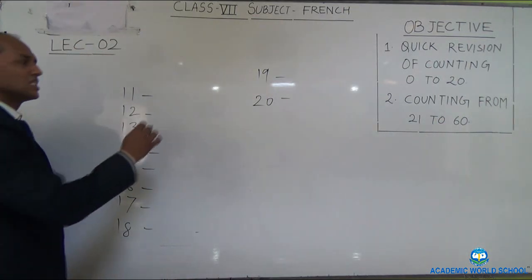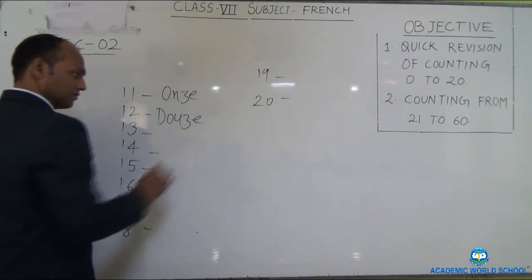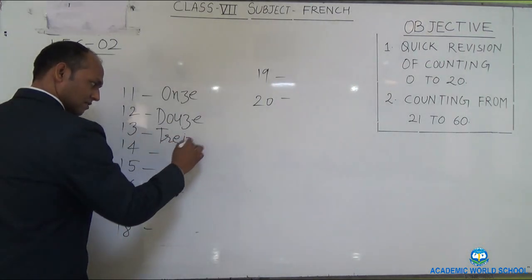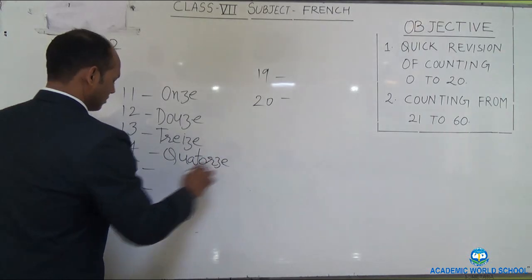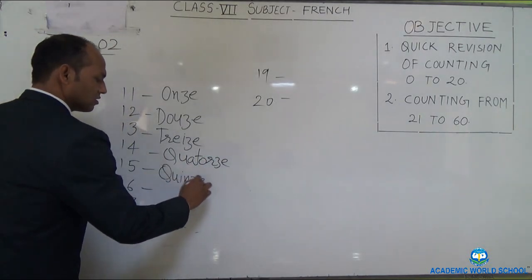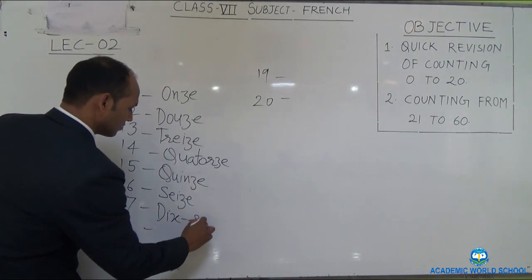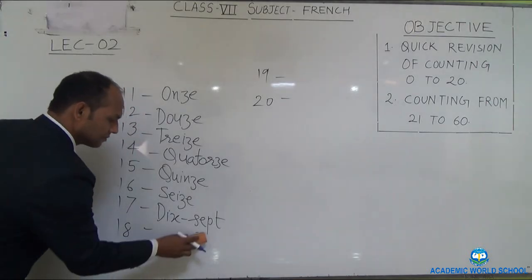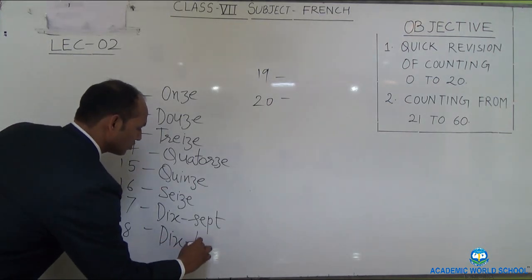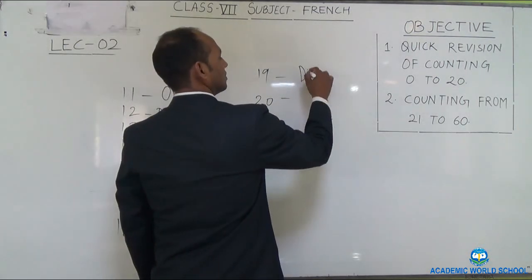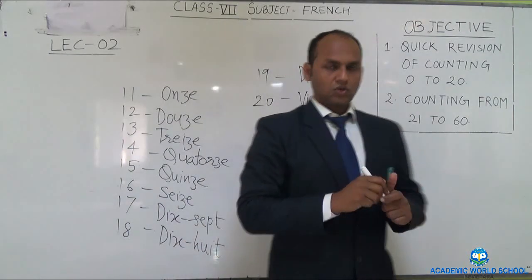Alright, 11 is onze. 12, douze, 13, 14, 15, 16, 17, 18, 19, 20. So let's revise with me.